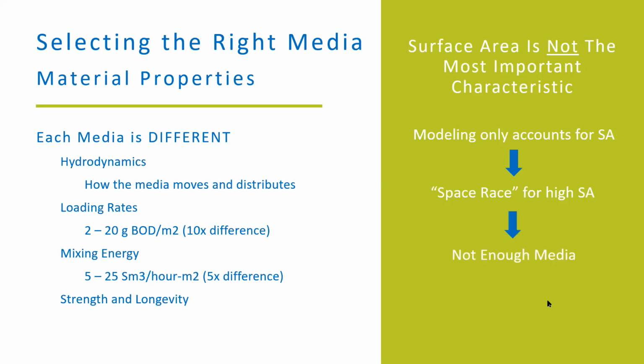So we have this space race for high surface area. We have very high surface area medias. Then we design a system that doesn't have enough media. We don't have enough biological growth. And then we have a failed MBBR system. And we really don't want that to happen. So we need to pay careful attention to not just the surface area, but also to the other properties of our biofilm carriers. What are the hydrodynamics? What can I load into it? What's the mixing energy? And what's the strength and longevity?